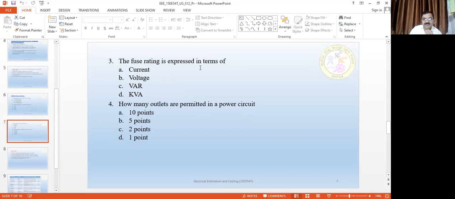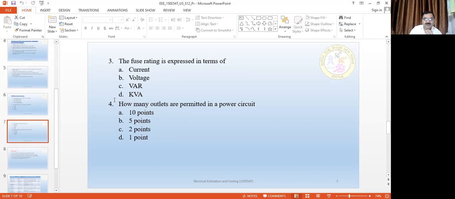Fuse rating is expressed in terms of, actually, current is the answer. Depending upon the load current, different fuses are used. You will get 15 ampere, 32 amps, 63 amps, 100 amps, like that. Ampere is the rating, current rating is the correct answer.